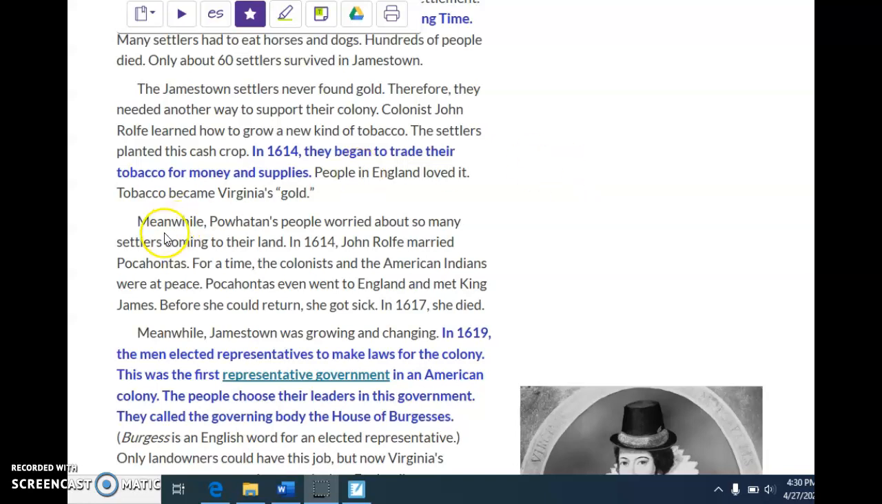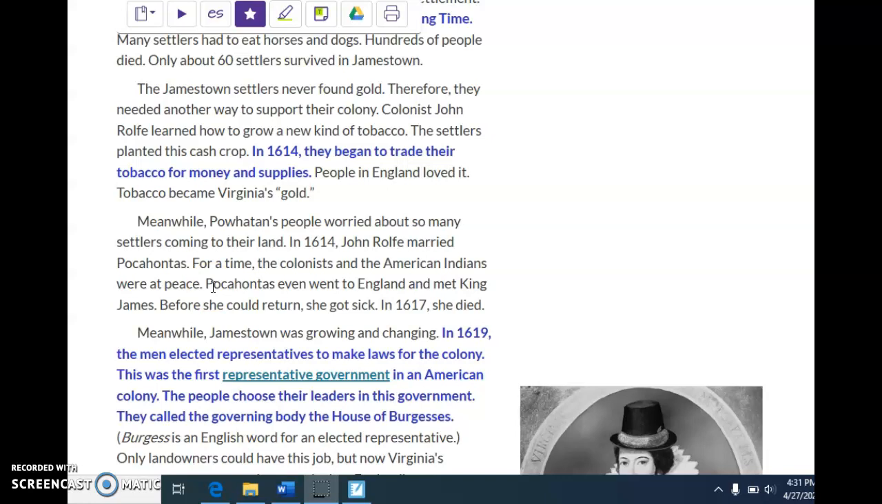Okay, let's continue here. Meanwhile, Powhatan's people worried about so many settlers coming to their land, and rightfully so. Let's talk about this, right? This piece about how natives saw ownership and use of land differently is a big issue. In 1614, John Rolfe married Pocahontas, and for a time, the colonists and the American Indians were at peace. Pocahontas even went to England and met King James.